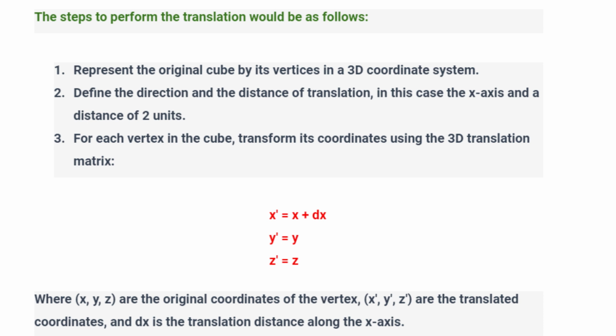X' is equal to x plus dx. Y' is equal to y. Z' is equal to z. Where x, y, z are the original coordinates of the vertex, x', y', z' are the translated coordinates and dx is the translation distance along the x-axis.